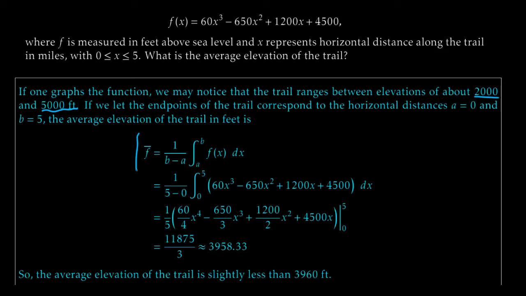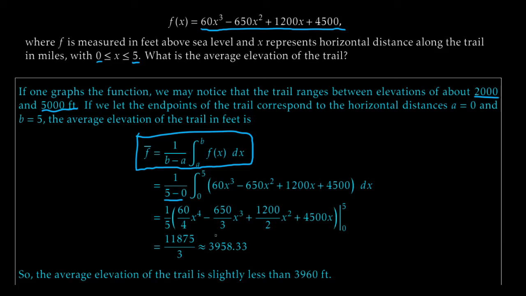That is, f bar, the average value, is 1 over b minus a times the definite integral from a to b of f of x dx. So all we do is we plug in our stuff. We end on our interval at 5. We start at 0, so it's 1 over 5 minus 0. And then we take the definite integral from 0 to 5 of our function, which is just 60x to the third minus 650x squared plus 1200x plus 4500. So we're integrating that guy dx.